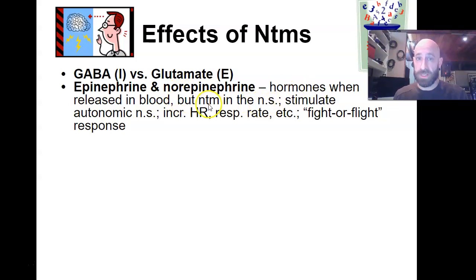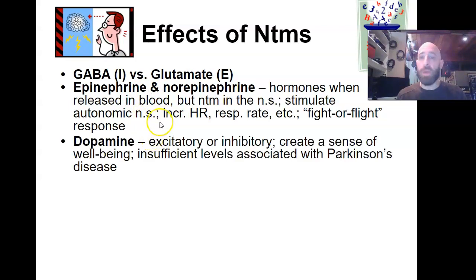So in the nervous system, it's a neurotransmitter, and it stimulates the autonomic nervous system, which is the stuff that we don't control. It makes your heart rate go up, your breathing rate go up. So epinephrine and norepinephrine are what initiate what we call the fight or flight response. So if you've ever been yelled at before, or felt like you were being attacked, or even watched a scary movie, those responses that you have, those are a product of these hormones, and they make you ready to fight, essentially, or run.